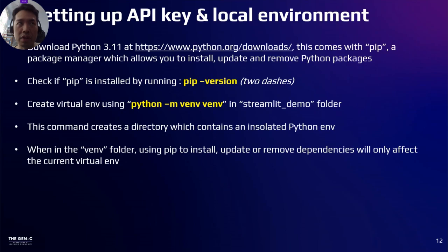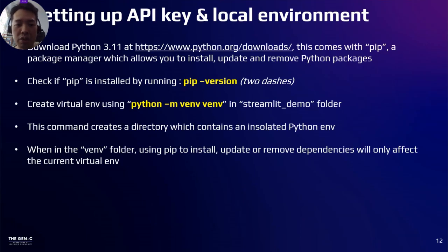To set up your local environment, you need to download Python version 3.11 at the URL on the screen. This comes with pip, which is a package manager that allows you to install, update, and remove Python packages. Check if pip is installed by running the command pip --version.